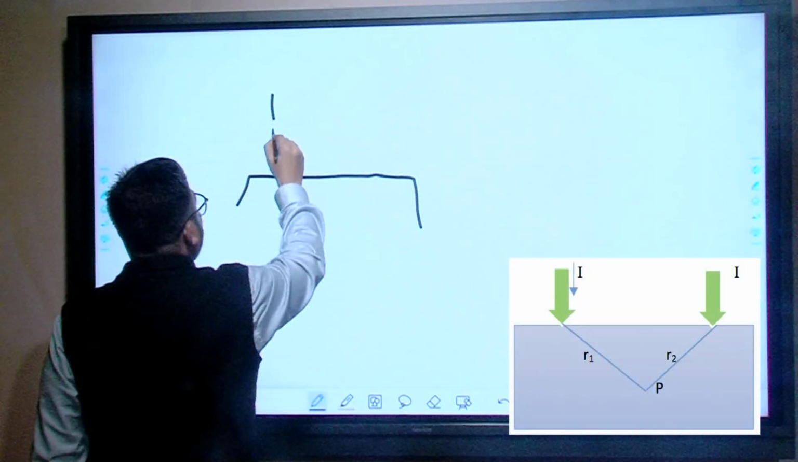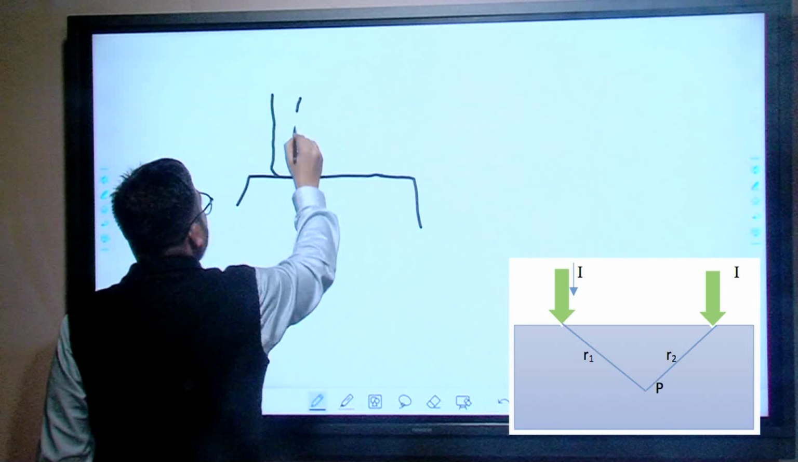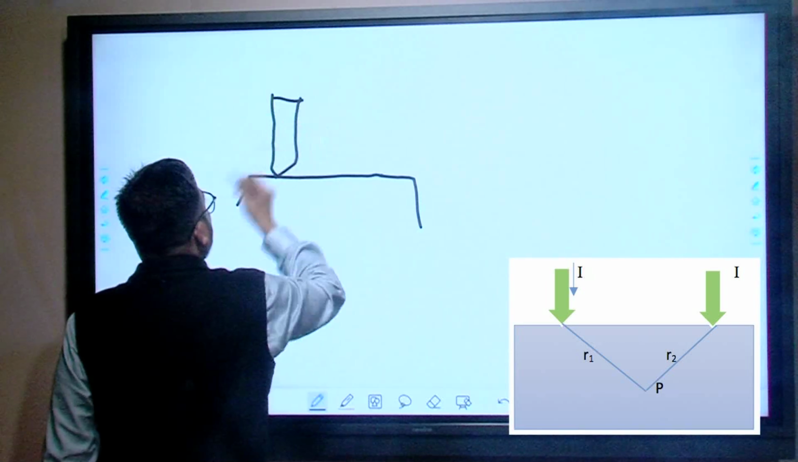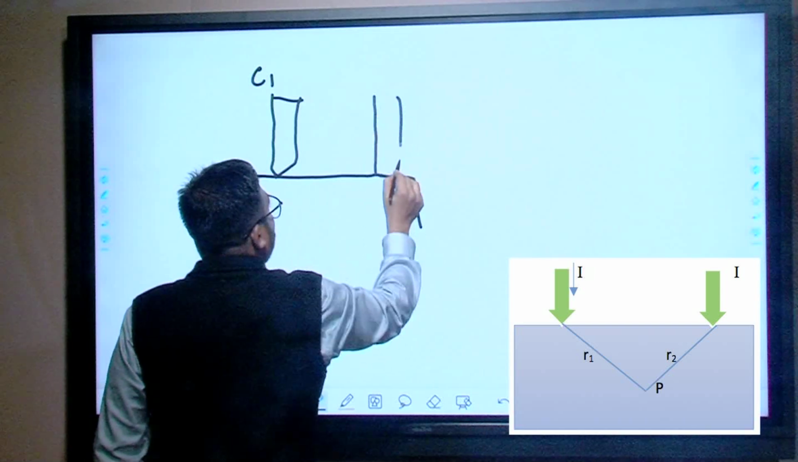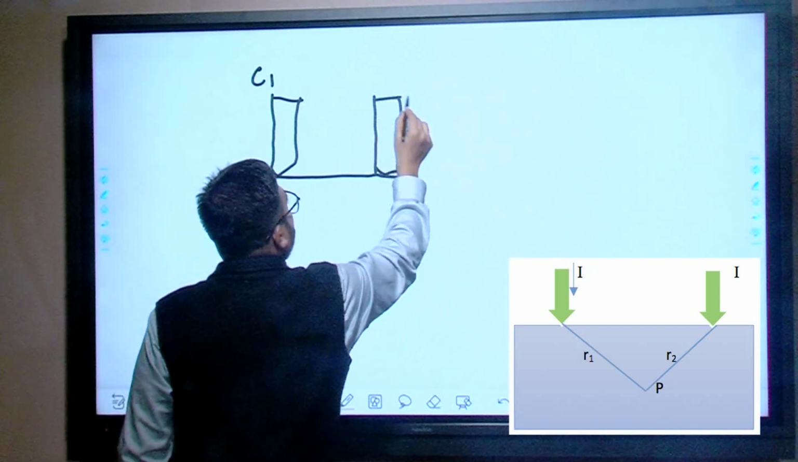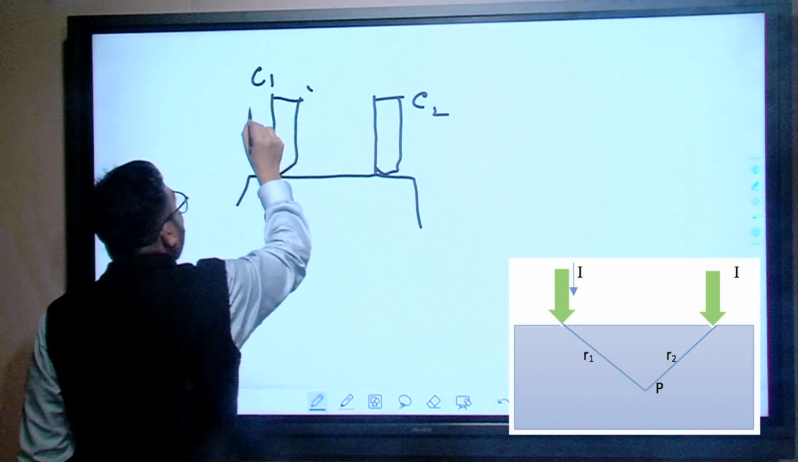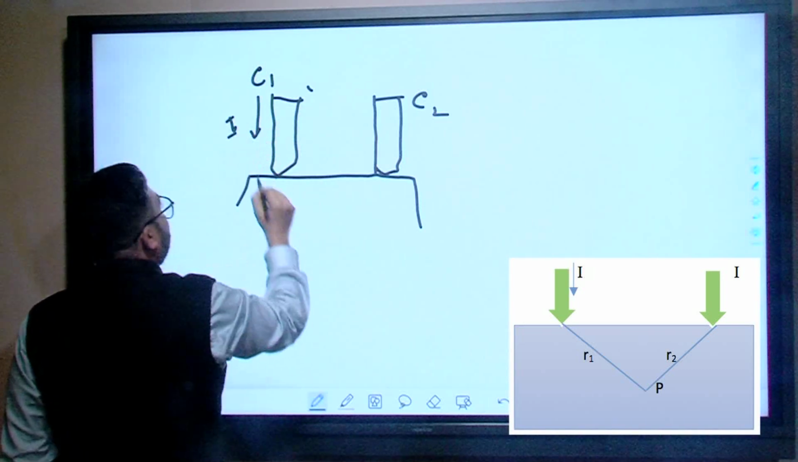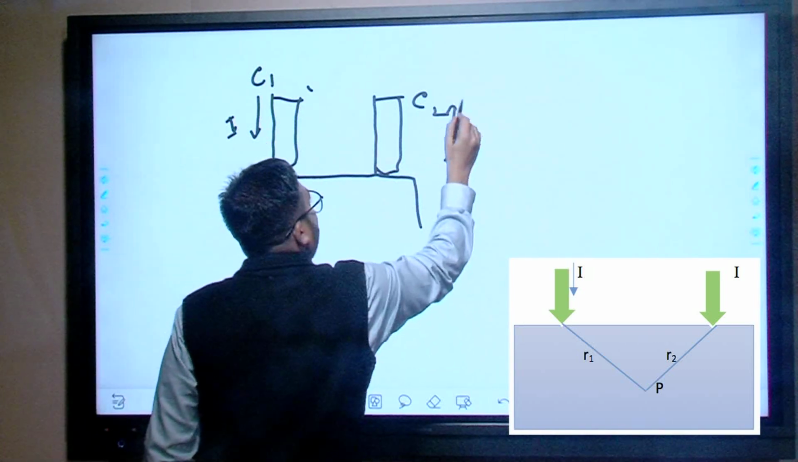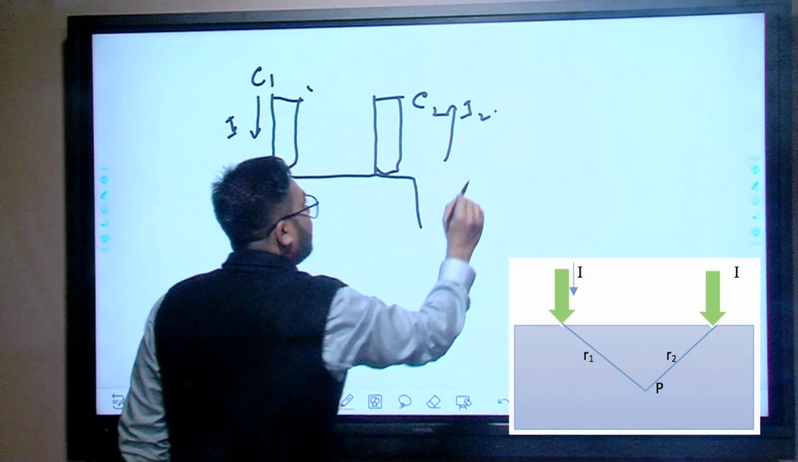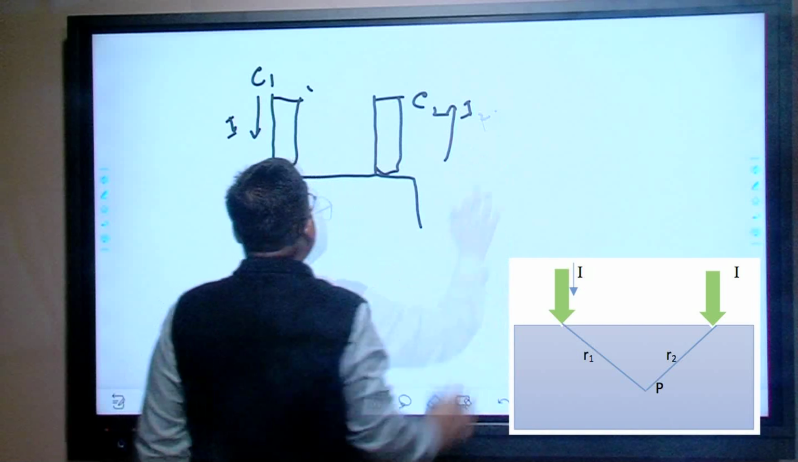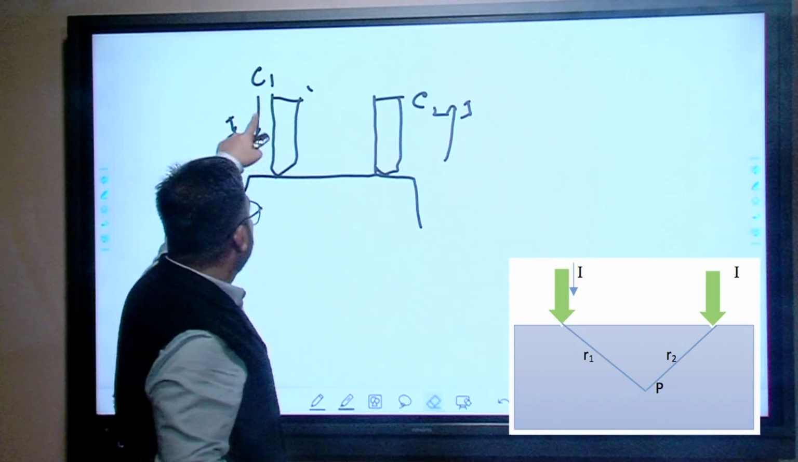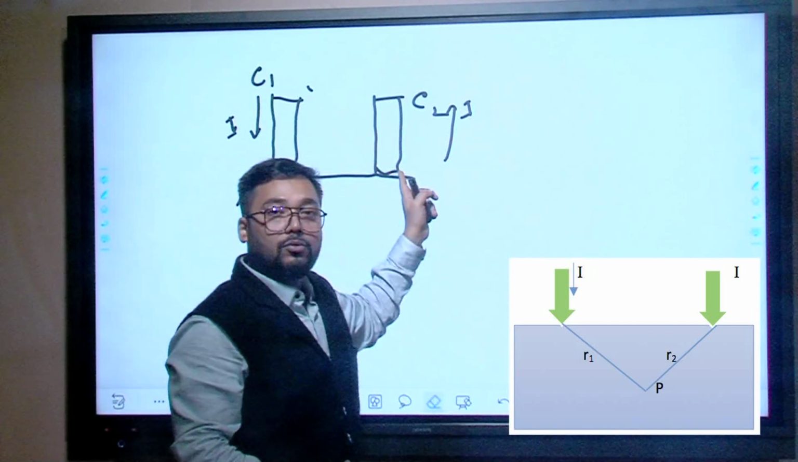Now I have one electrode, this is your C1 electrode, and another electrode, this is your C2. Current is entering here and they are connected, so current is leaving the earth here. It is the same current I, entering the ground through C1 and going away from the ground through C2.